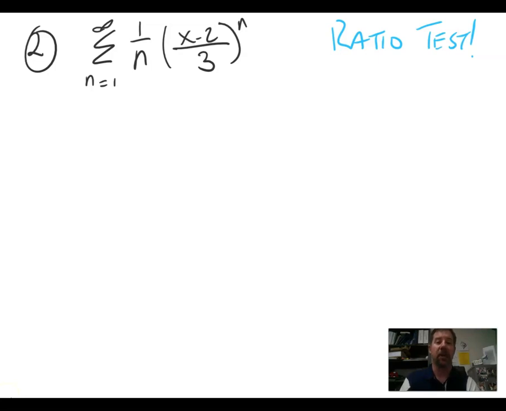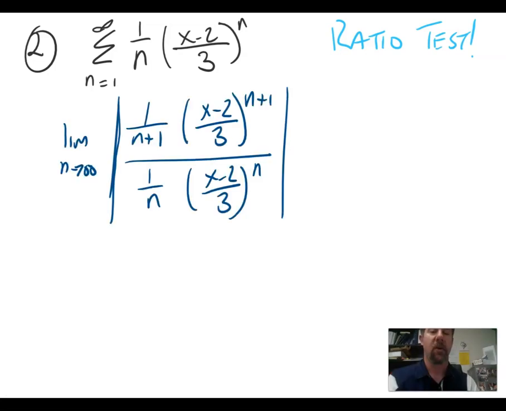We want to see the interval and radius of convergence. So again, we're going to use the ratio test. Okay, and so that's, again, the next term over the current term is the ratio test. And we know that it converges when it's less than 1.